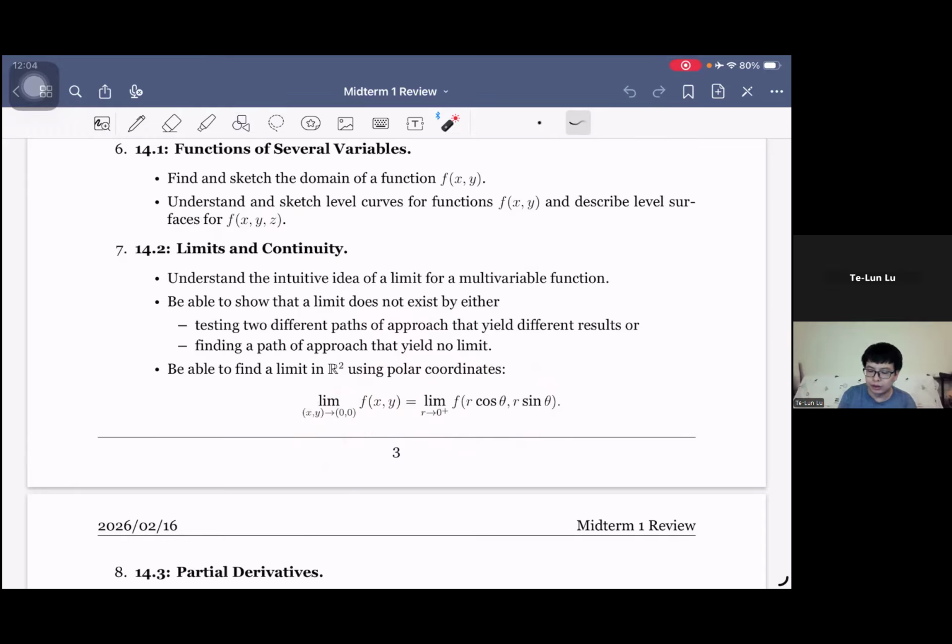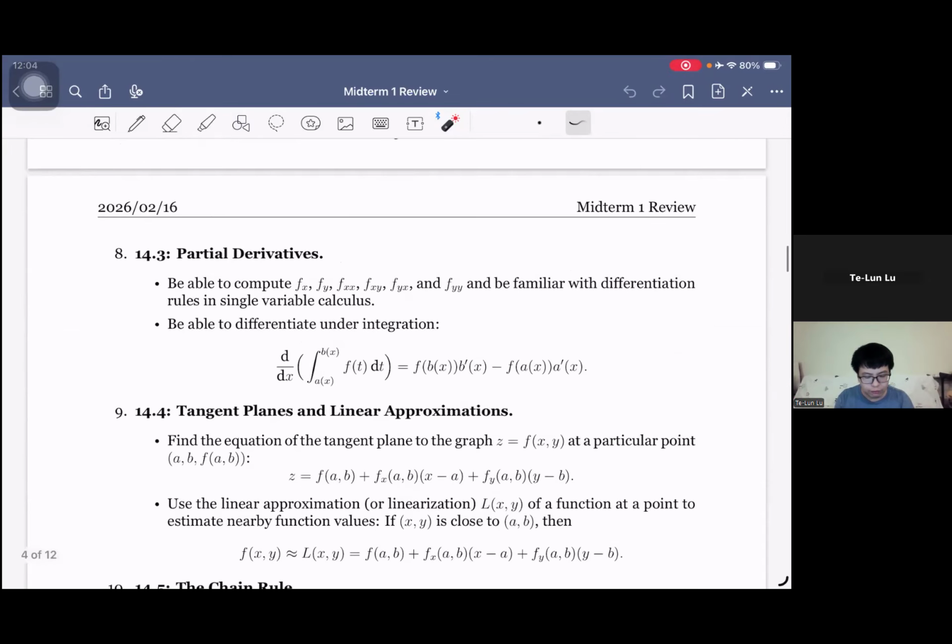Okay? So this is the only case where you will be asked to compute the limit. And these two are the only possible strategies you have now to show that a limit does not exist. All right. So for partial derivatives, this is actually quite intuitive.